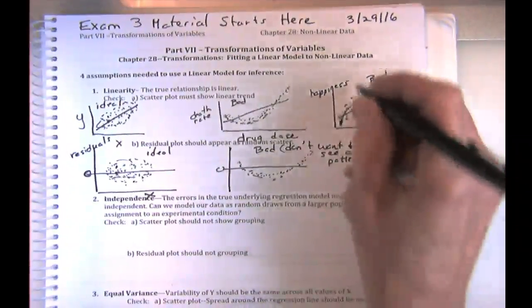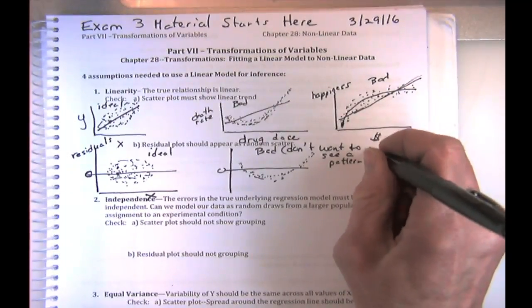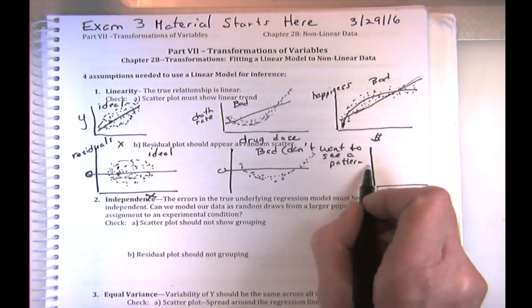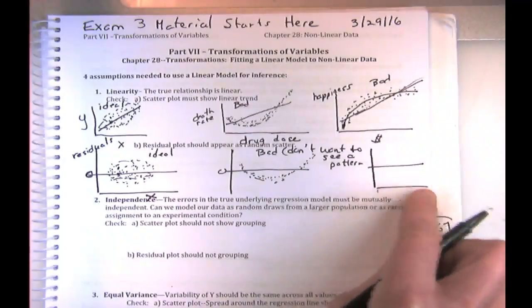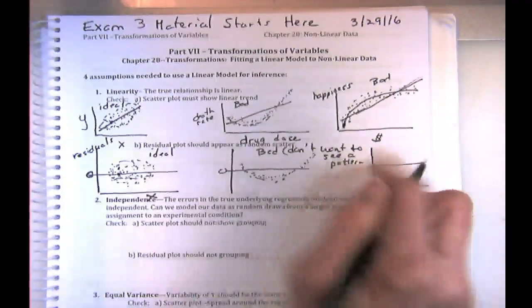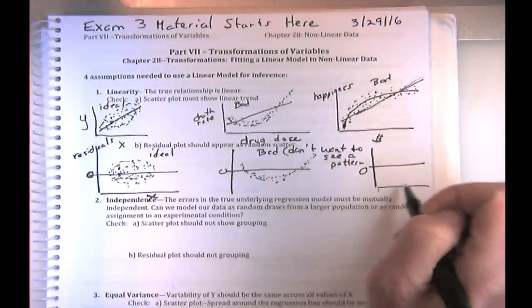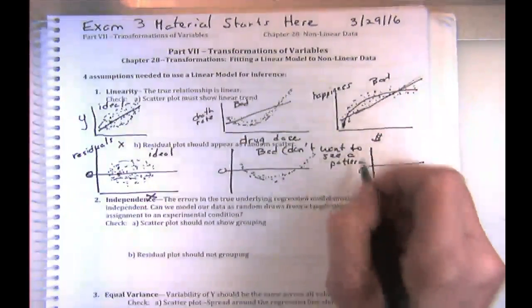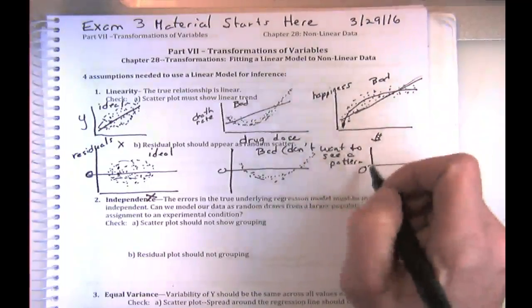All right, and for this one, we can do the same thing. And so now what do we have? We have dollars along here, and up and down here we have happiness, and now it's just going to look like this.